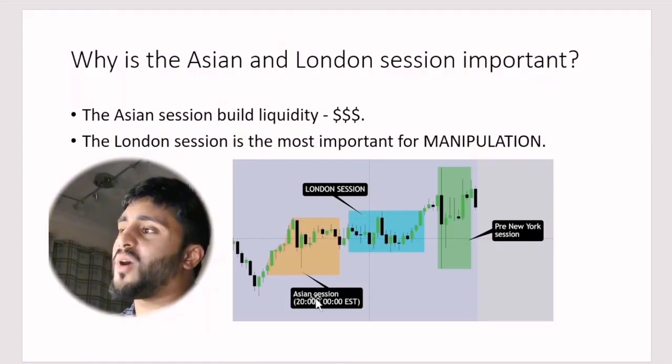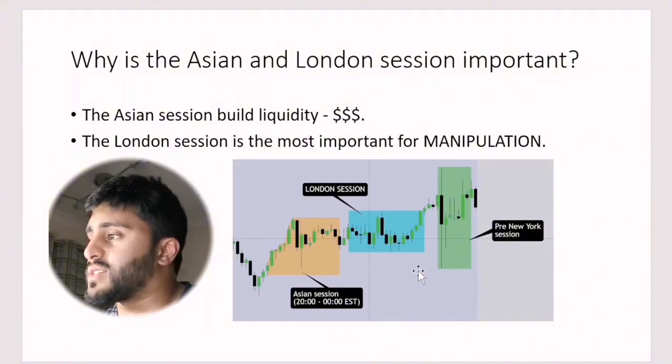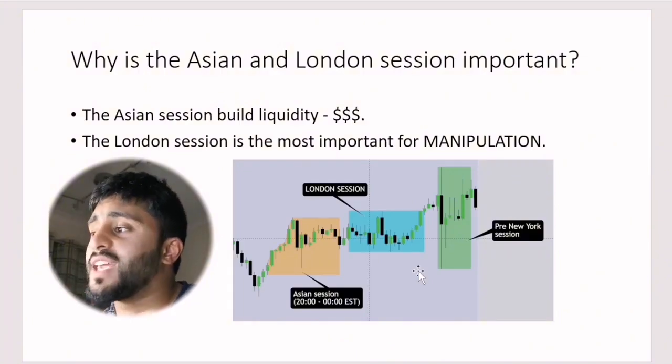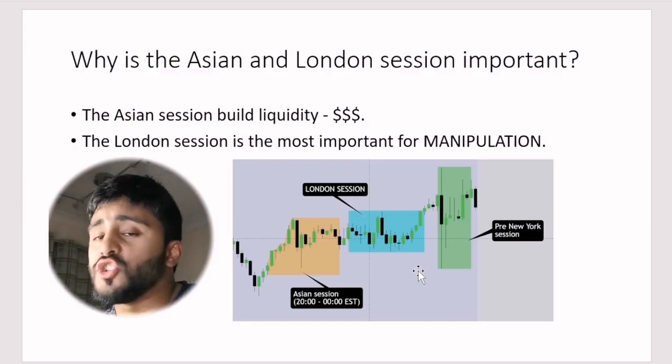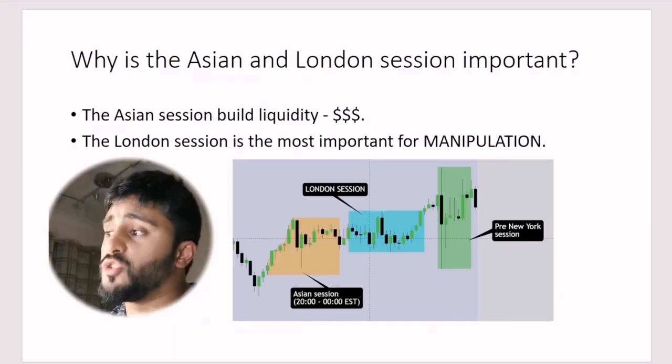So first we need to understand, why is the London and Asian session so important, right? So the Asian session builds liquidity. So if you look over here on the screen, what you can see here is the Asian session in orange. So the Asian session is from 8 p.m. to New York midnight opening price, right? So 8 p.m. to New York midnight, right, which is the opening price.